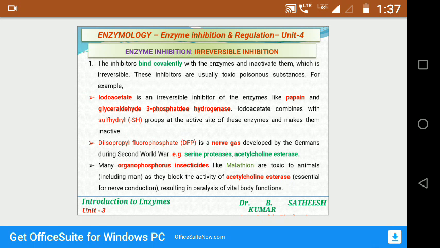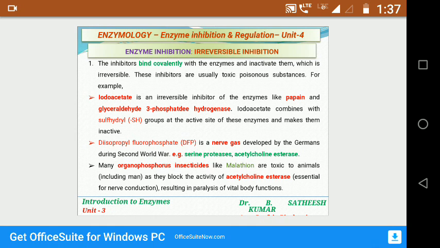In this case, diisopropyl fluorophosphate binds to the hydroxyl group of the serine in the active site of the enzyme, and in the same way it also irreversibly inhibits acetylcholine esterase, which is very important for the conduction of nerve impulses.